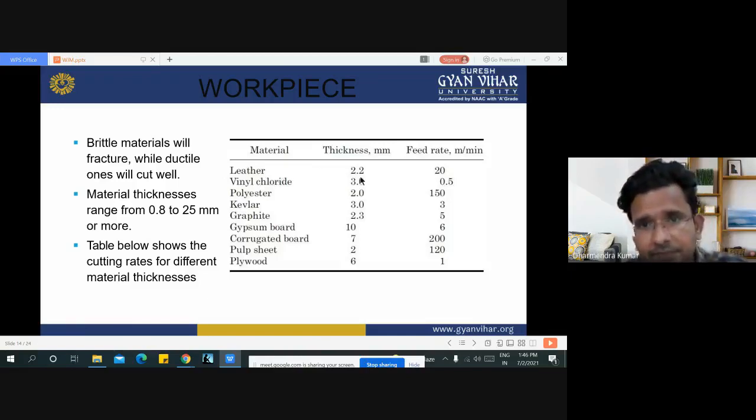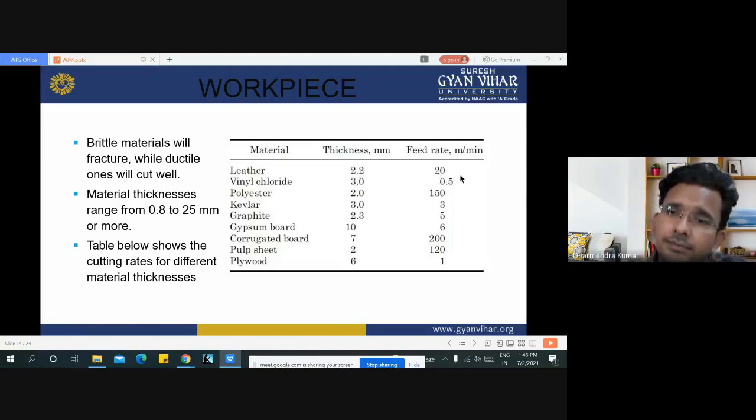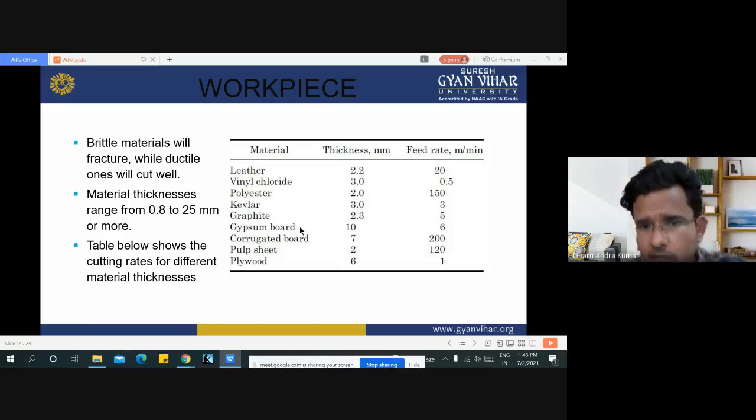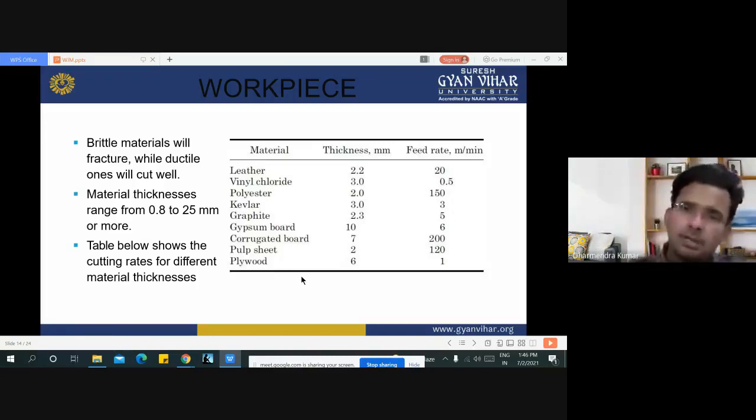For leather, if the thickness is 2.2 mm, then the feed rate or cutting rate is 20 meters per minute. Similarly, vinyl chloride, polyester, Kevlar, graphite, gypsum board, pulp sheet, and plywood are shown here. This table represents the various thicknesses of the workpiece and the cutting rate for those thicknesses.